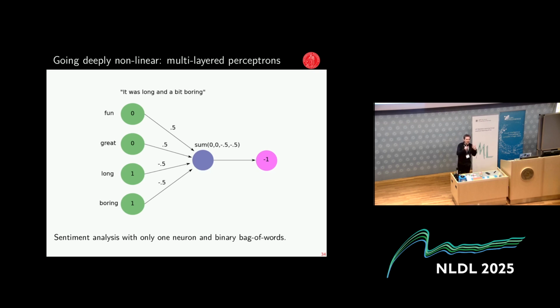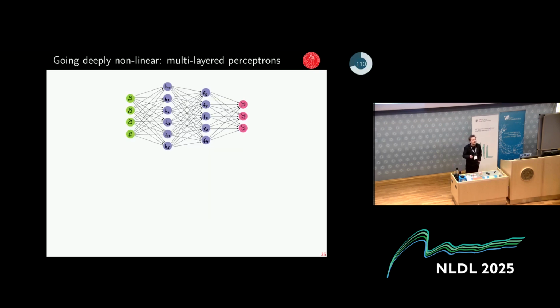So if we have an input instance which contains the word long and contains the word boring, but doesn't contain the words fun and great, then if you take the weighted sum of all these inputs, the output will be -1, which will correspond to the negative class in this task. So as you can see, even such a simple one-neuron perceptron can already be used to solve some real-world task.